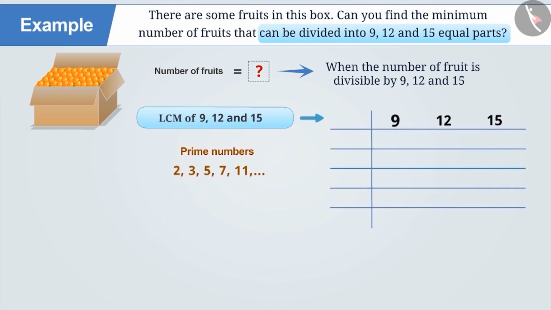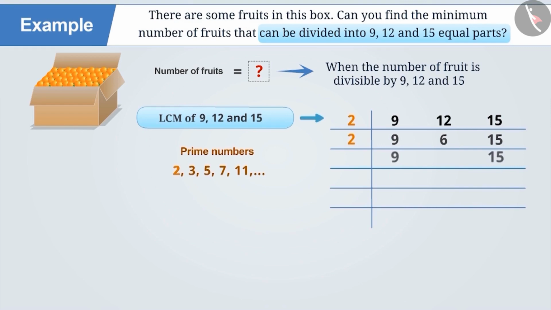Now we will find the smallest prime number which will divide at least one of them, that is 2. But 9 cannot be divided by 2, so we will write it in the next row as it is. We will divide 12 by 2 and write the result in the next row. 15 is not divisible by 2, so we write it again as such in the next row. By repeating the process, we will again divide the numbers by 2.